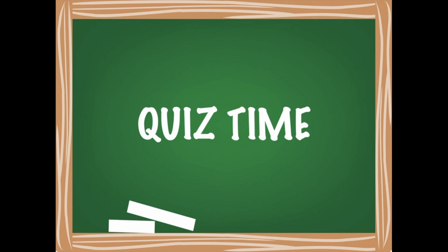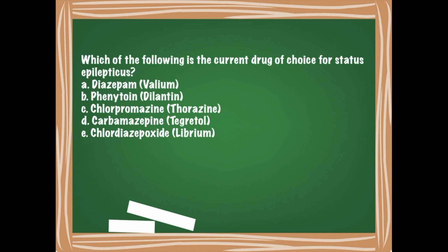Alright guys, we've gone through a quick overview of status epilepticus, and now I'm going to ask you a very common competitive examination question. Hopefully you will be able to attempt it. Which of the following is the current drug of choice for status epilepticus? Is it diazepam, also known as Valium? Is it phenytoin, known as Dilantin? Is it chlorpromazine? Is it carbamazepine or chlordiazepoxide?